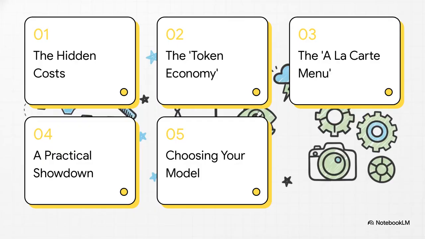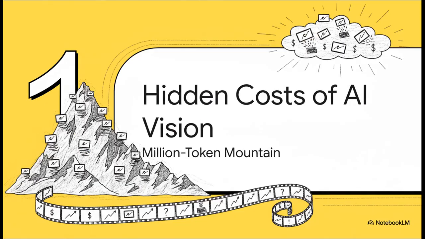All right, so here's what we've got on tap. We're going to start with the hidden costs of AI vision. Then we'll look at the two big ways you pay for it, what I'm calling the token economy and the a la carte menu. After that, we'll have a little showdown between the two. And finally, we'll wrap up with how to actually choose the right model for you. Sound good? Let's go.